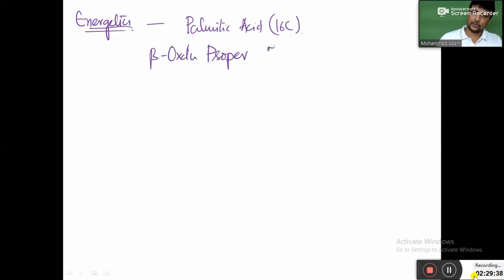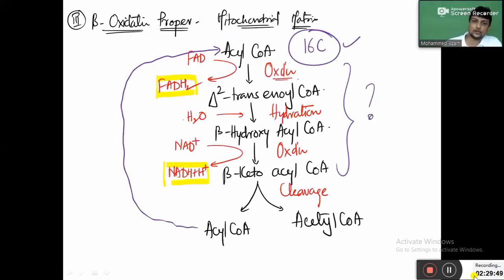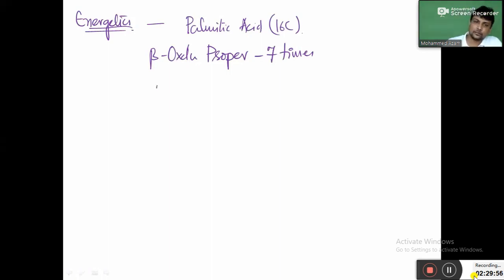Energetics. We are calculating for which acid? Palmitic acid. And palmitic acid, how many carbon? 16 carbon. And beta oxidation proper will take place how many times? 7 times. If it is taking place 7 times, how many FADH2 are produced? 7. How many NADH are produced? 7, every time. So therefore, 7 molecules of FADH2 will be produced and 7 molecules of NADH are formed.